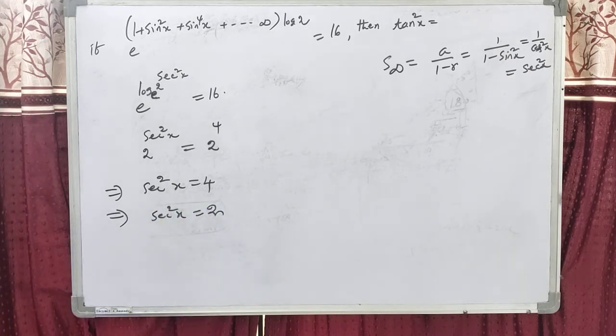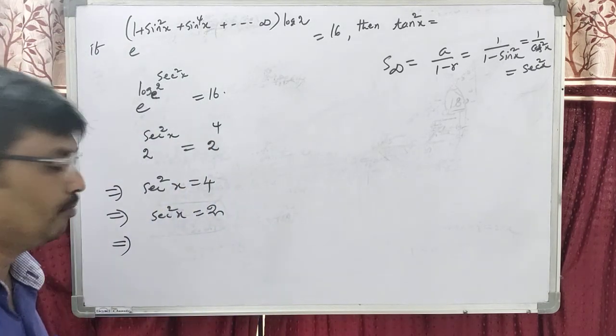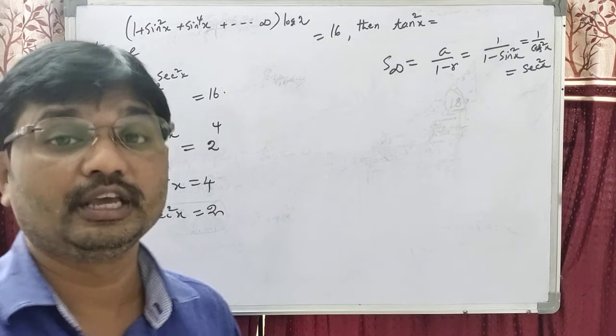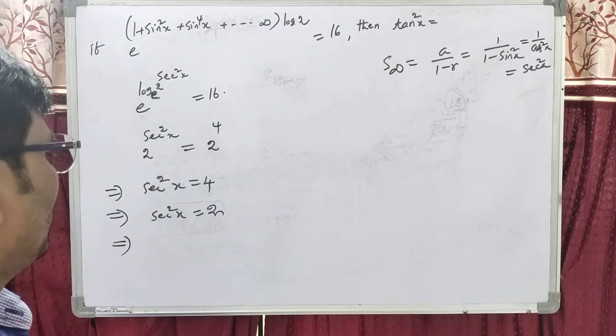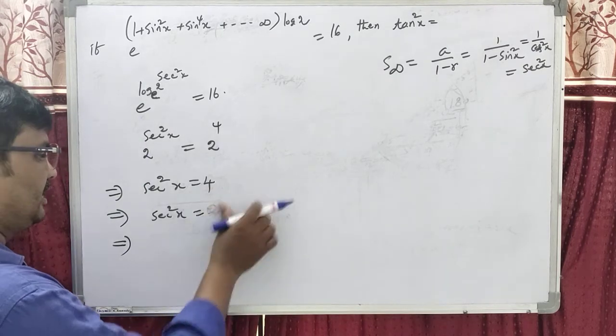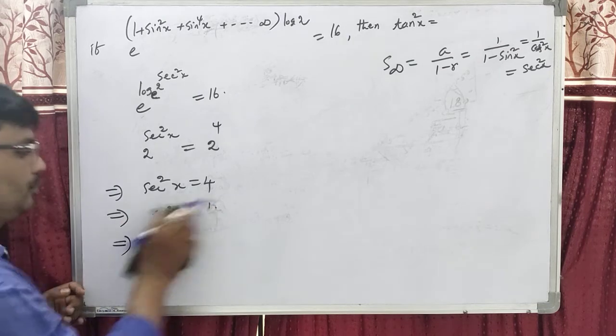Secant square x is 2. Okay, students, we have to know that formula. What is the formula? Secant square x minus tan square x equals 1. Therefore, secant square x is 1 plus tan square x. Here, don't write the 2: secant square x is 4, students. Secant x is only 2.